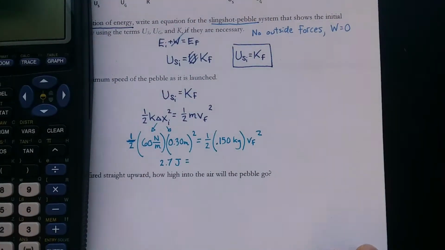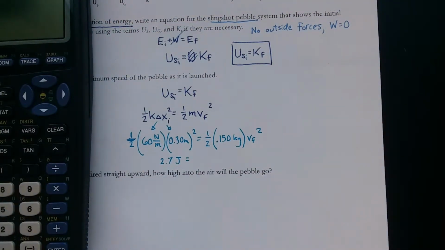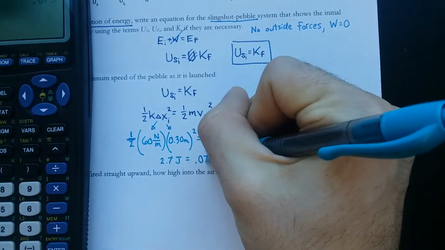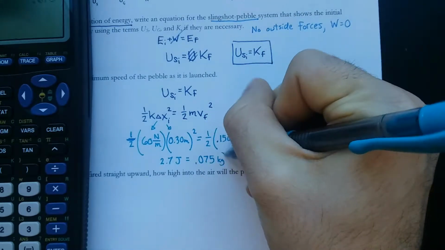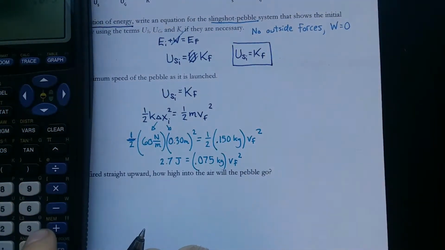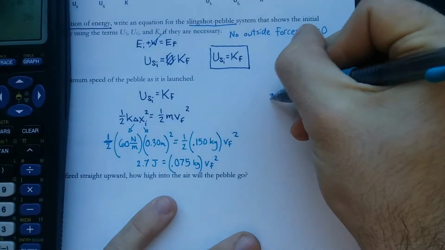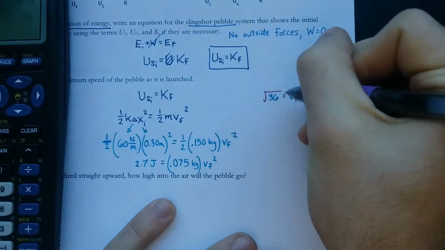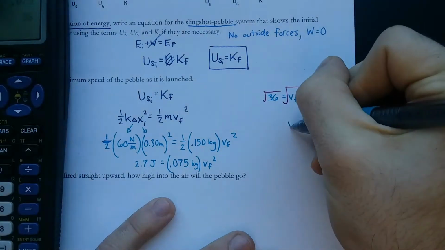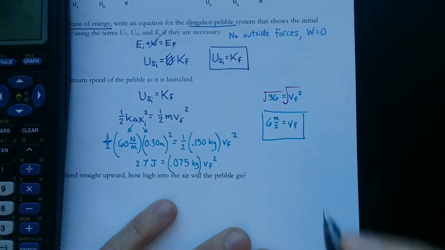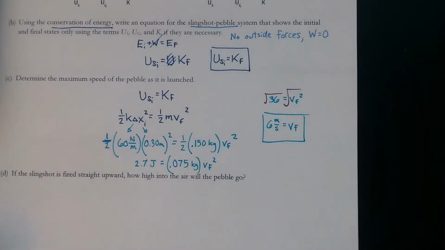I'll bring this up here. And then 0.5 times 0.150. And then I'll just simplify that. That becomes 0.075. Turns out the units there are kilograms, because 1/2 doesn't have units. I'll divide 2.7 by 0.075, and I get 36 equals v f squared. And then I'll take the square root of both sides, and I get a final velocity of 6 meters per second. Mathematically, that's plus or minus 6, but all we want is the speed, so just that positive number.